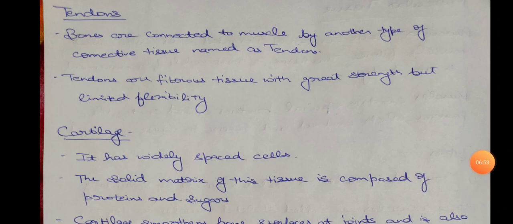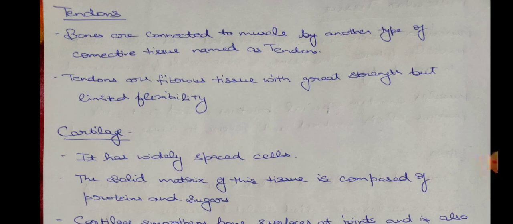So students, next type of connective tissue is tendons. In ligaments, we studied that the two bones are connected to each other. Now, what are tendons? The bones are connected to muscles with the help of tendons. So the first point, bones are connected to the muscle by another type of connective tissue named tendons. Tendons are fibrous tissue with great strength but limited flexibility. Here the flexibility is limited, but they show a greater strength.